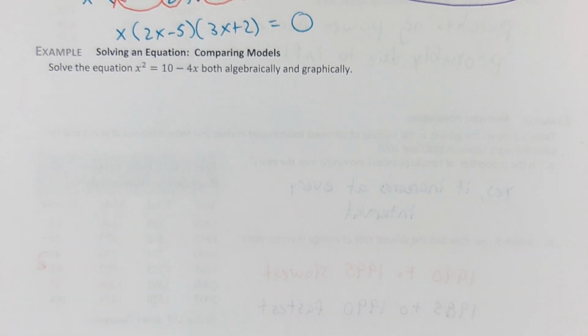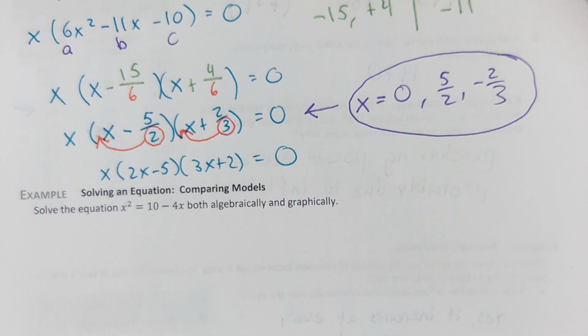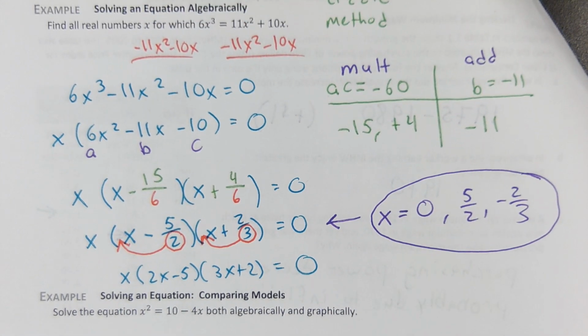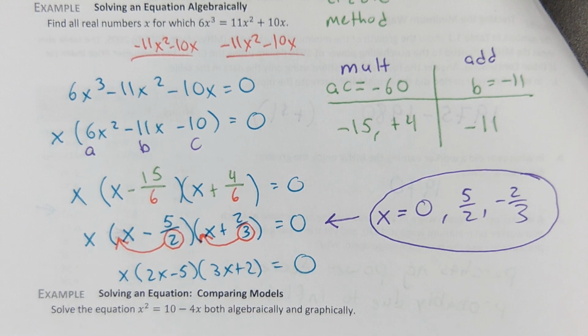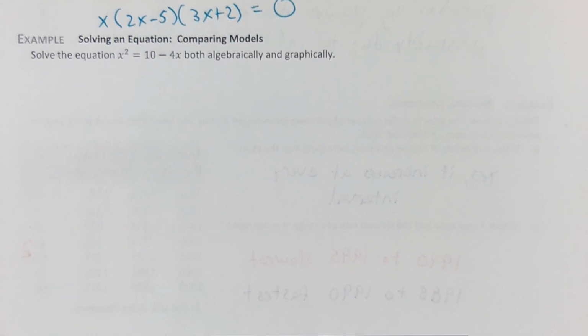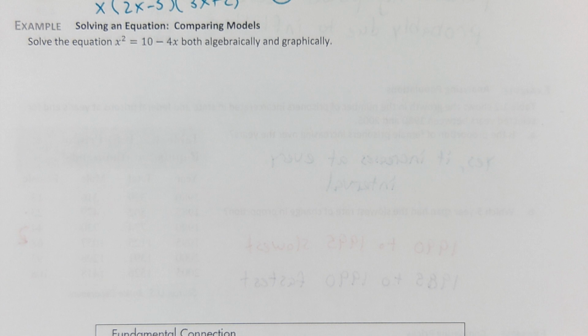All right, anyway. It says solve the equation both algebraically and graphically. Now, yesterday we did a question like that, right? And we said that in order to solve algebraically, the very first thing we had to do was set it equal to 0. Well, if we were going to solve this thing algebraically, that would be the first thing there as well. Set it equal to 0.